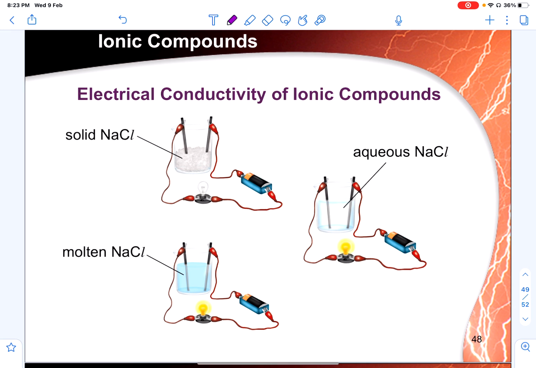Next, we look at the electrical conductivity of ionic compounds. You can see through the light bulb that in the aqueous and molten state of the ionic compound, electrical current can pass through it because there is a complete circuit. However, for solid sodium chloride, because it is neither molten nor aqueous, it is not able to transfer the electrical charge, and hence it will not light up. That's why it is an insulator.